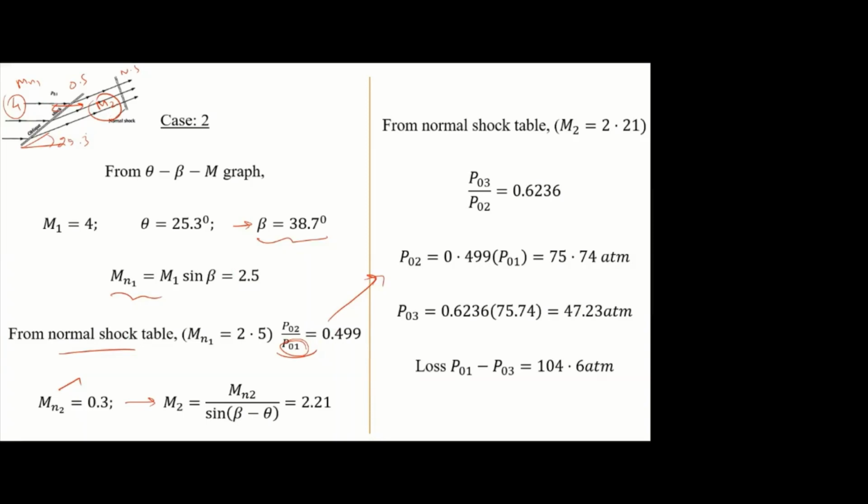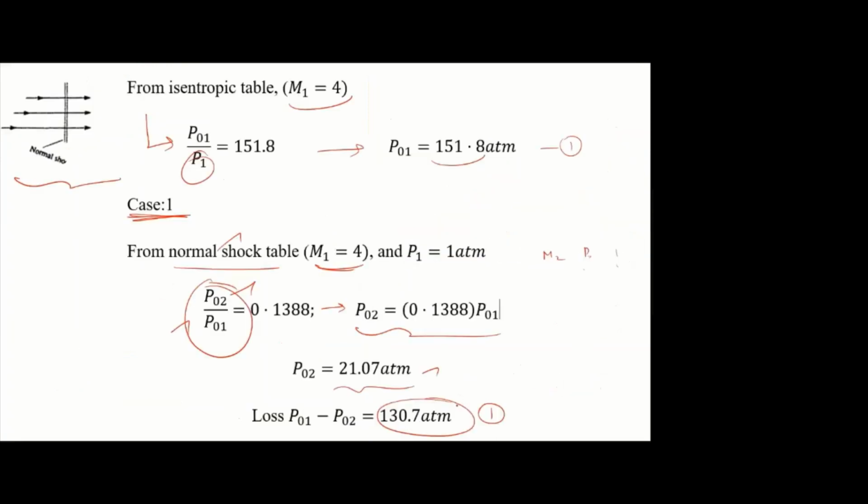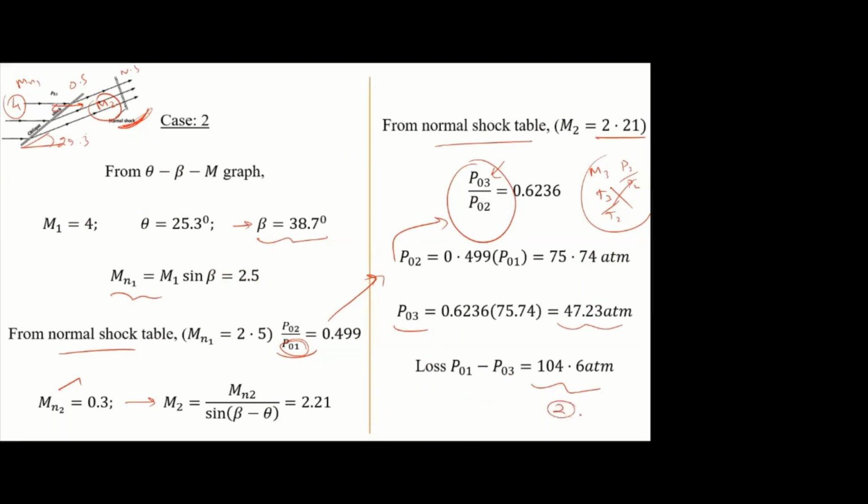Okay. So once you know the M2, you can go for the second case, normal shock. Again, same normal shock table. M2 is 2.21. You can find this ratio P03 by P02. Other than that, you can find M3, T3 by T2, etc. and all. But it is not necessary for this problem. So we are taking only the stagnation pressure ratio. So P02 we found it. Substitute here, you can find the P03. So it is 47. Now the loss is 104. So previously it is 130. Now it is 104. So the stagnation pressure loss is reduced because of the multiple shock system.